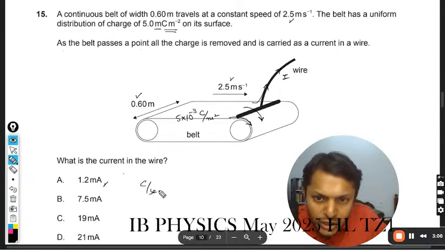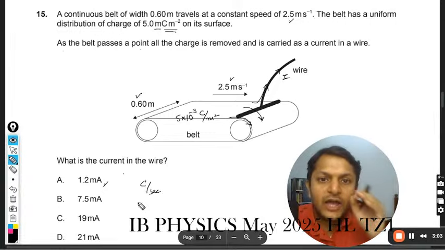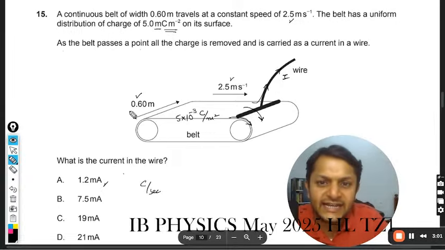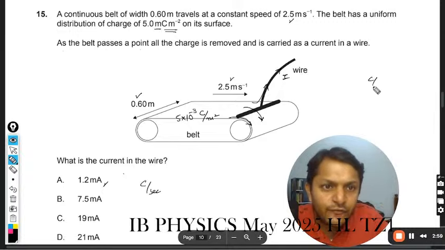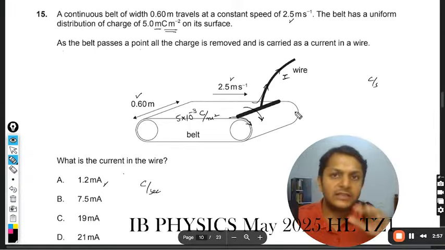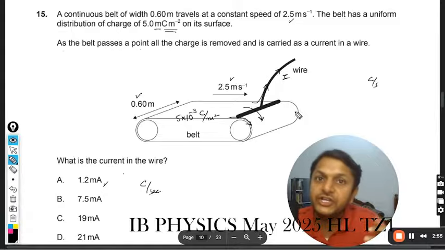Amperes can be broken down into coulomb per second. You have to do something with this data that gives you the unit of coulomb per second. That's a trick that we usually use. Later I will try to explain the question, like what is actually happening there.